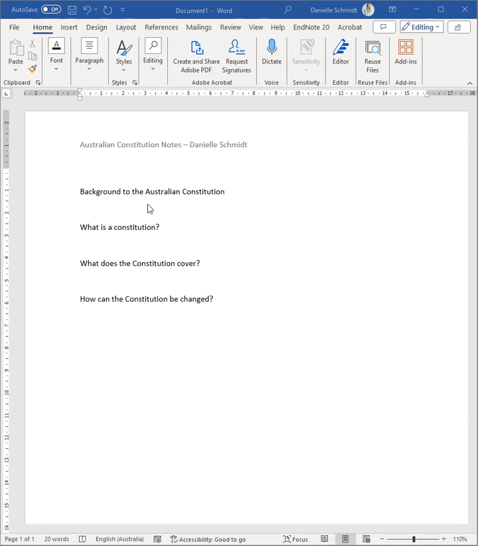So we're going to practice writing some notes as if we were getting our exam notes or our notes for our test ready. So I've got some basic questions in my Word document already. We've got background to the Australian Constitution. We have what is a constitution, what does the Constitution cover, and how can the Constitution be changed?